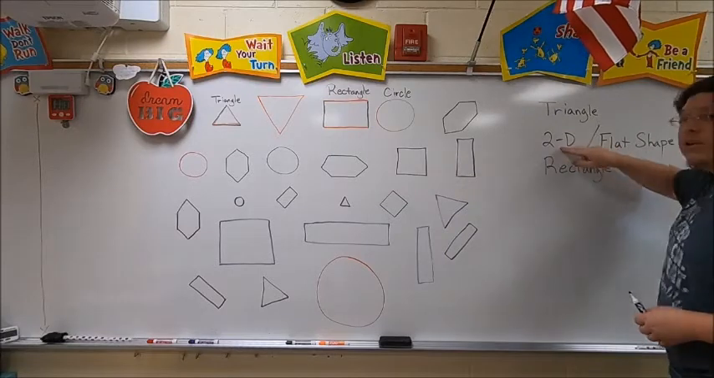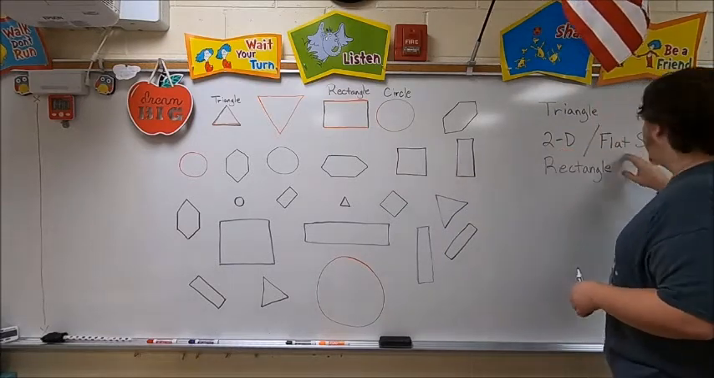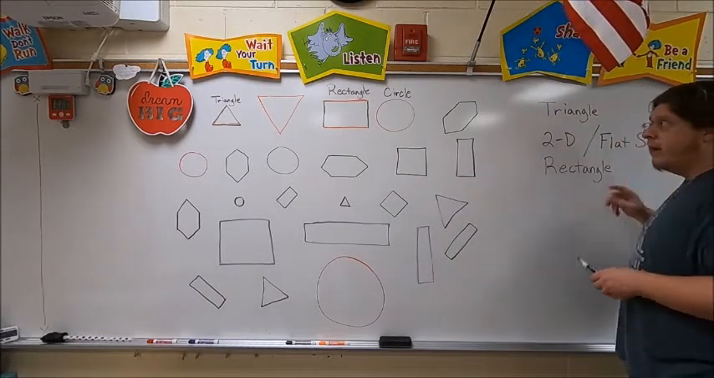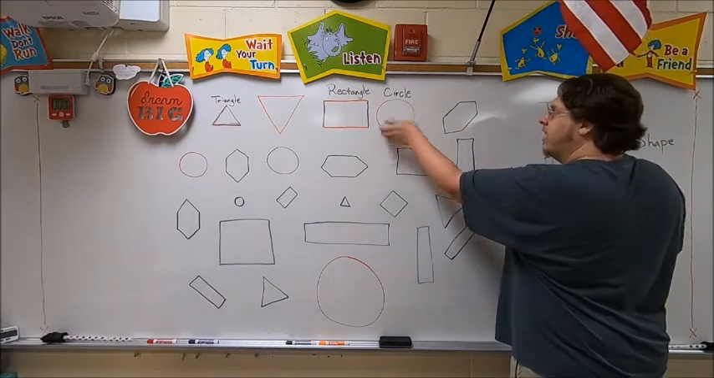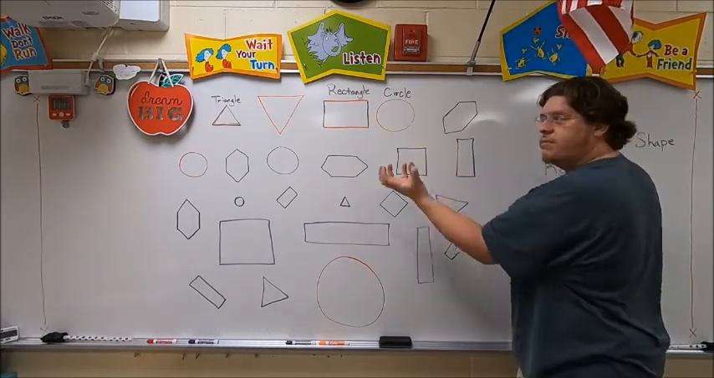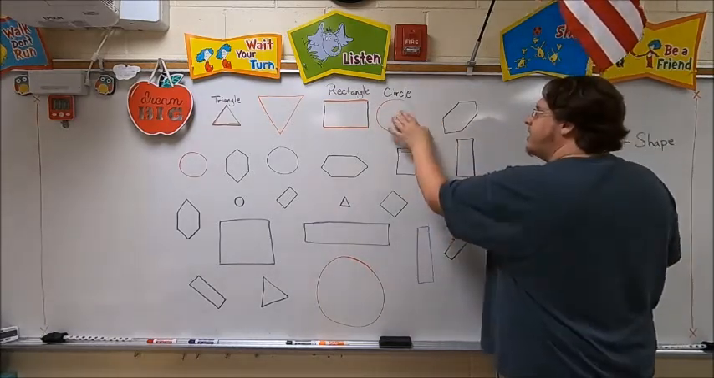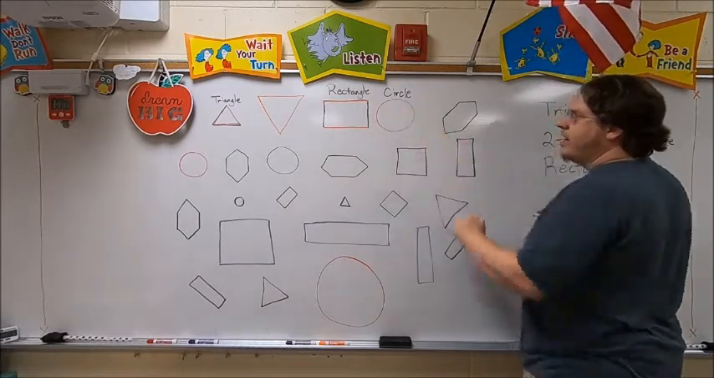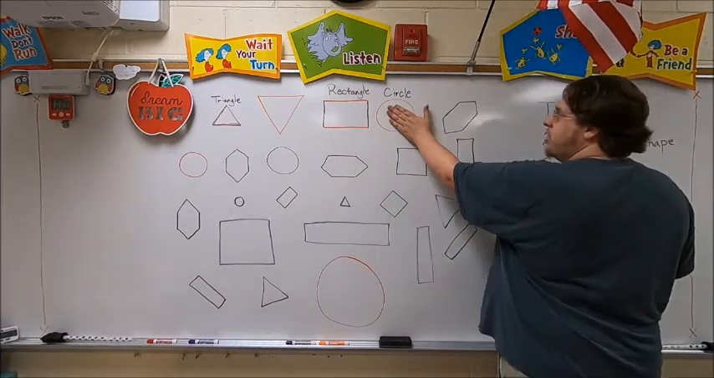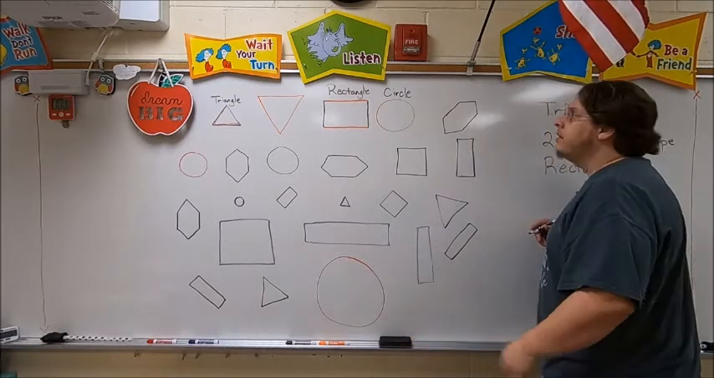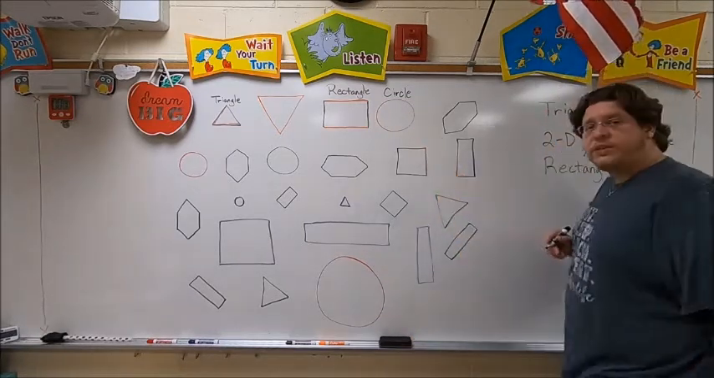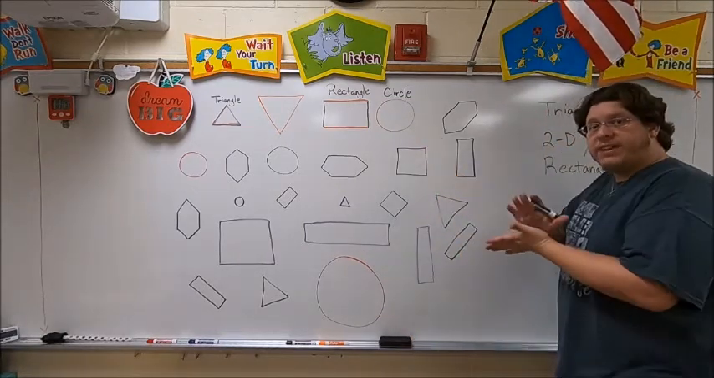It's also a 2D shape or a flat shape. Can I pick it up? I can't pick it up, right? I can't hold it in my hand like that. It's flat, right? I can put my hand right on top of it and it doesn't change the shape, does it? So my circle is also a 2D shape. It's also a flat shape.